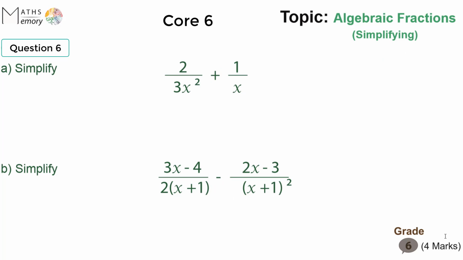Question 2, core 2. Press pause, write part A and B down, simplify these algebraic fractions, press play when you are done. So the first thing we look at are your denominators. So let's look at part A, and let's look at 3x squared and x over here.